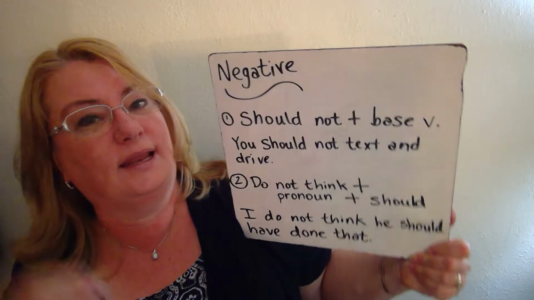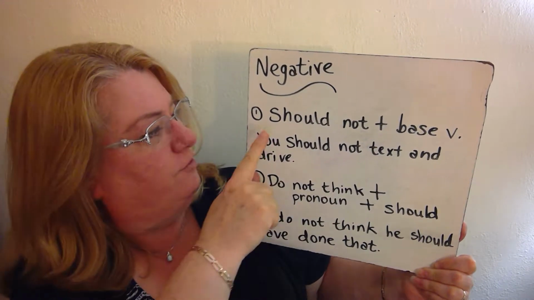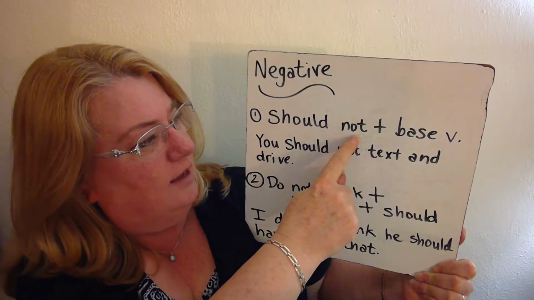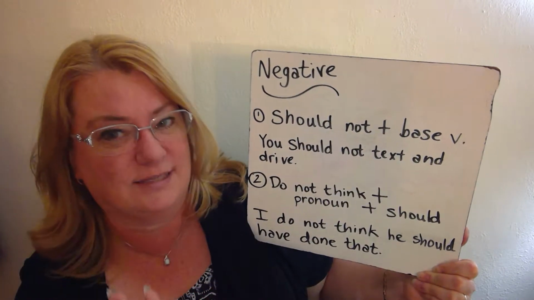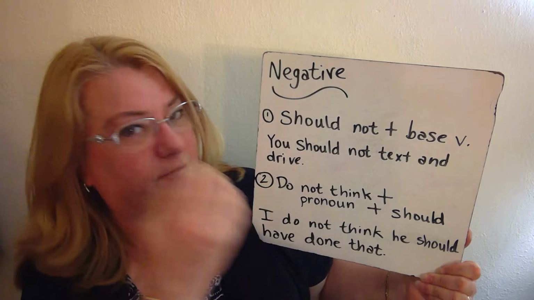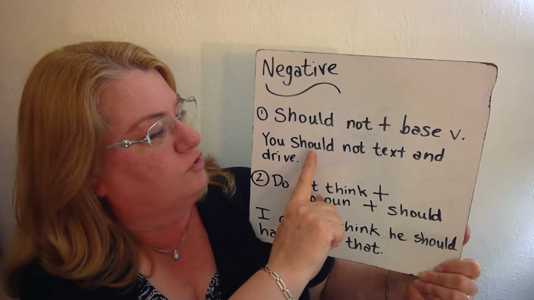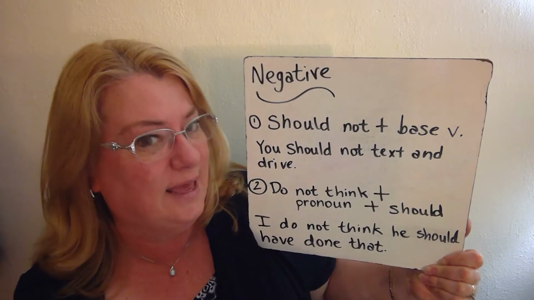And now we're going to look at in the negative. We've got two ways we can look at it in the negative. The first one is should not plus the base verb. Example sentence. You should not text and drive. So here's your base verb being used, but there's should and not. So it's used in the negative.